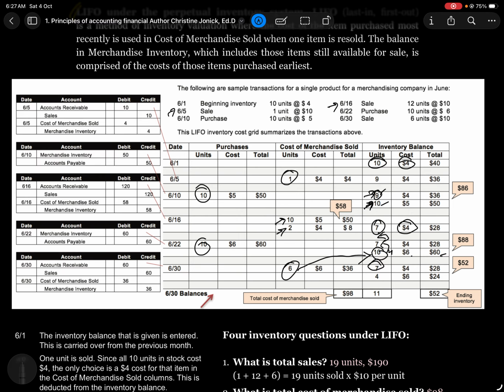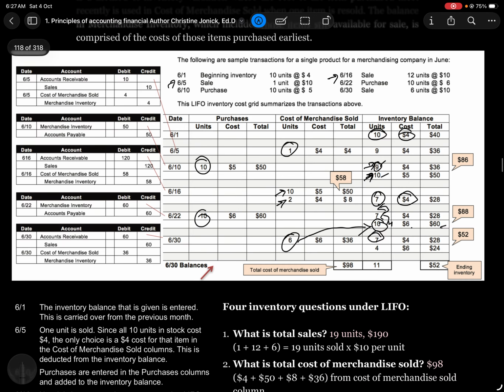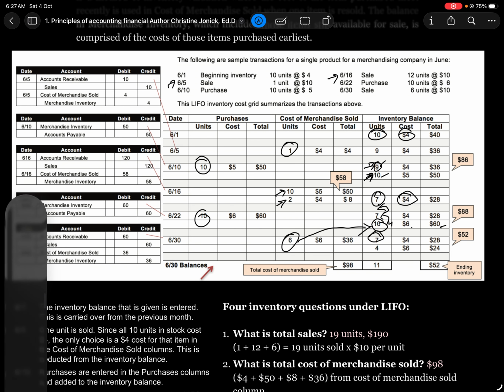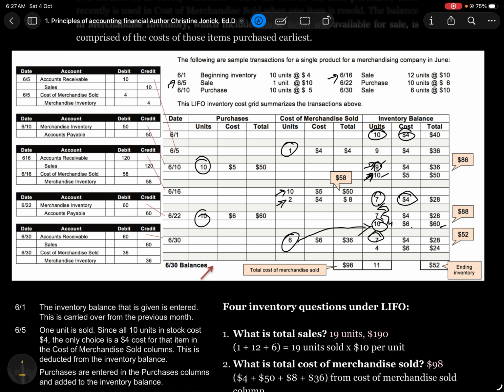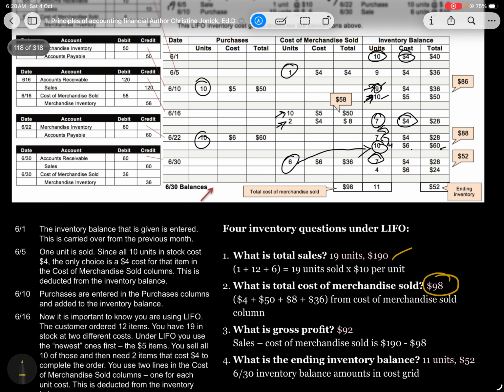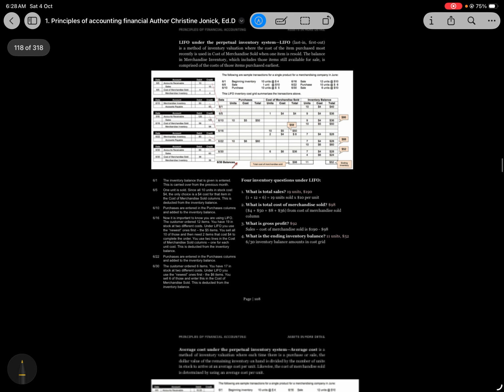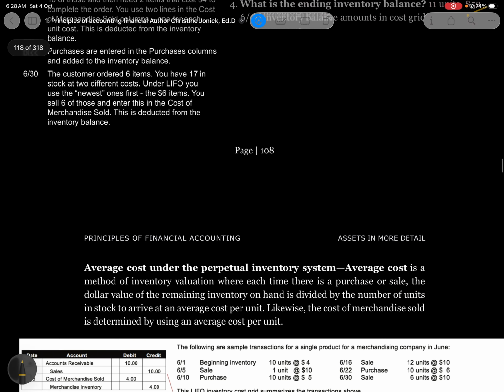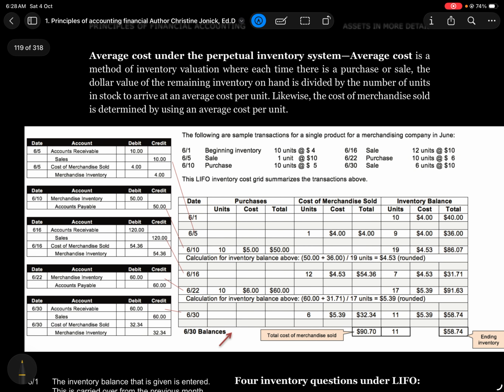Now under LIFO, there is a subtle variation. 190 would be revenue. Revenue would be the same, but there would be a difference in COGS. Our profit is less, right? It's 92, it was 105 under FIFO. Our ending inventory is also different.